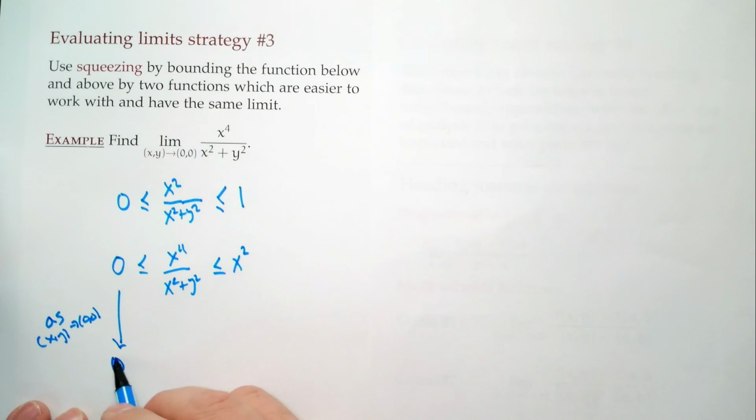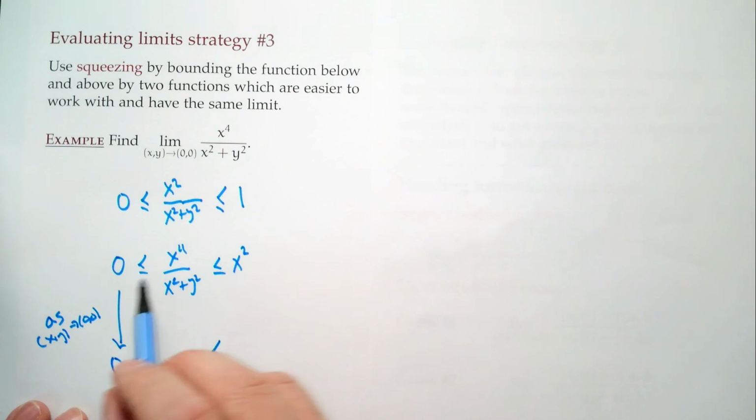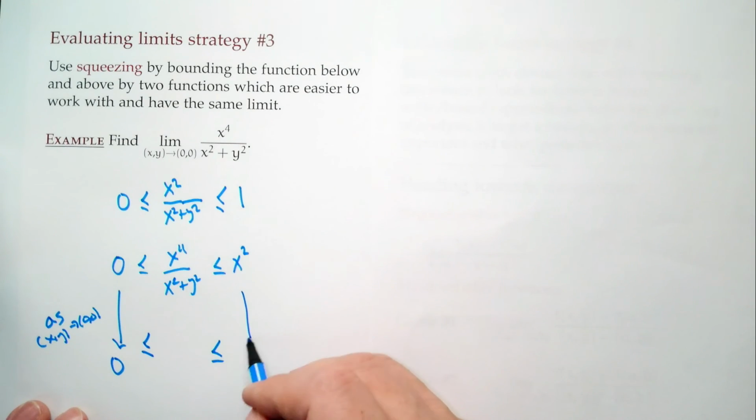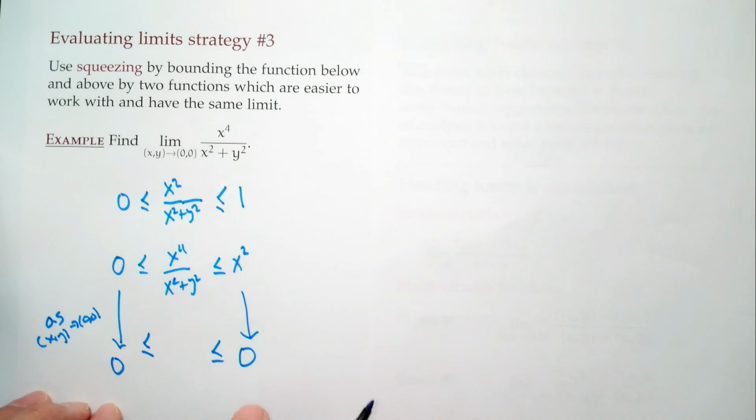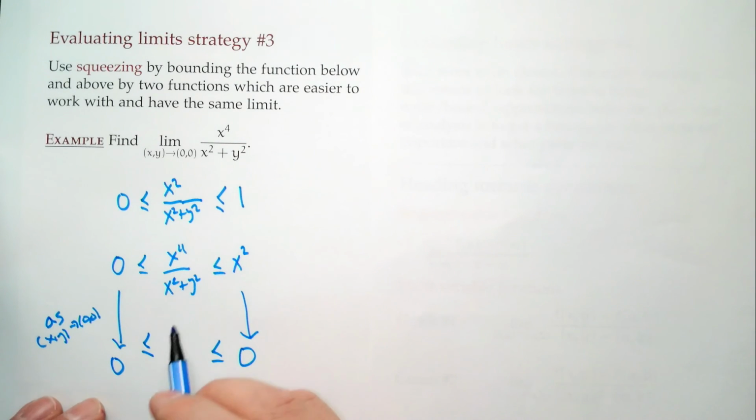It goes to 0. That's going to be less than or equal to whatever that is. Well, what happens to x squared? It goes to 0, because that's continuous. You just plug it in. So x to the fourth over x squared plus y squared, whatever it does, it has to be greater than or equal to 0 and also less than or equal to 0. That's not a lot of wiggle room. There's no freedom to move. So what's going to happen to it? This goes to 0 by squeezing. It has to be squeezed in between.